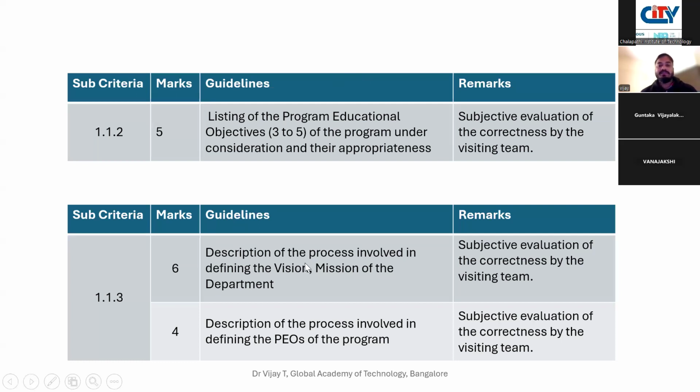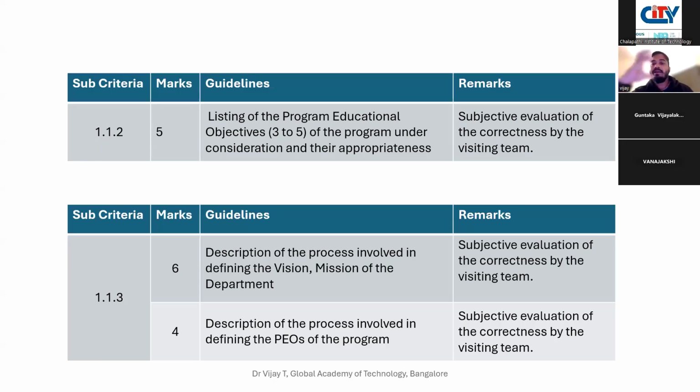Next is description of the process involved in defining the vision and mission of the department, a complete process. So when did your institution start? What is the policy that you have to look after? Once in how many years do I change my vision and mission statement? If I want to retain it, what is the process? Who are the people involved? Do you have a department advisory committee? Do you have a program assessment internal committee? How many meetings do you hold in 1 month?